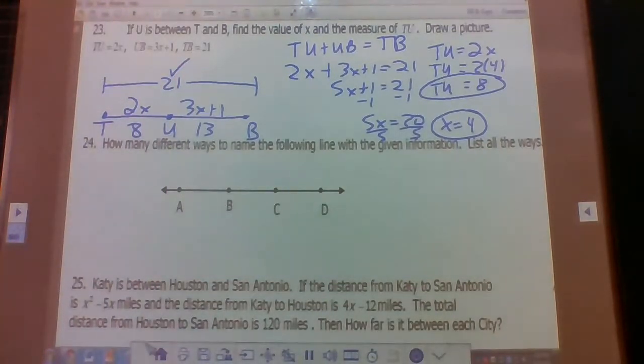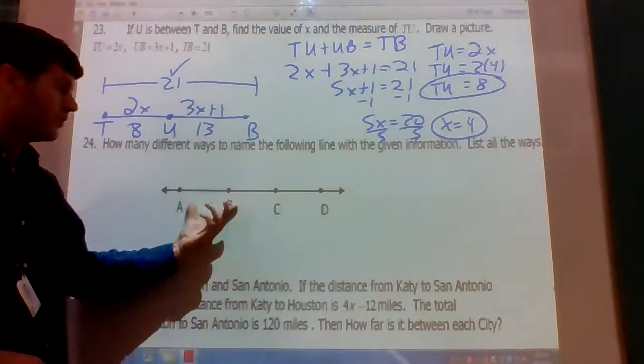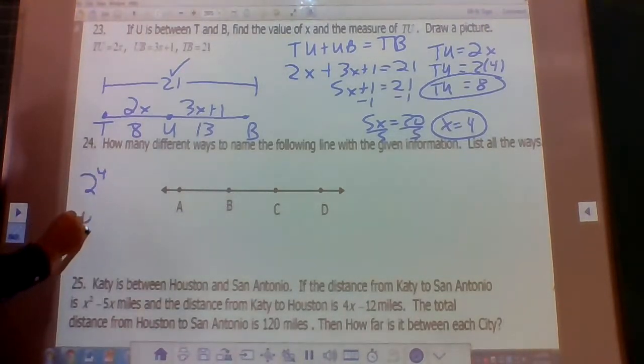All right, how many different ways to name the line? Given the following information, list all the ways. So there should be 16, I believe. You just need to pick two of the four. Or is it 32? You pick two of the four. Is it four squared? Well, let's see.